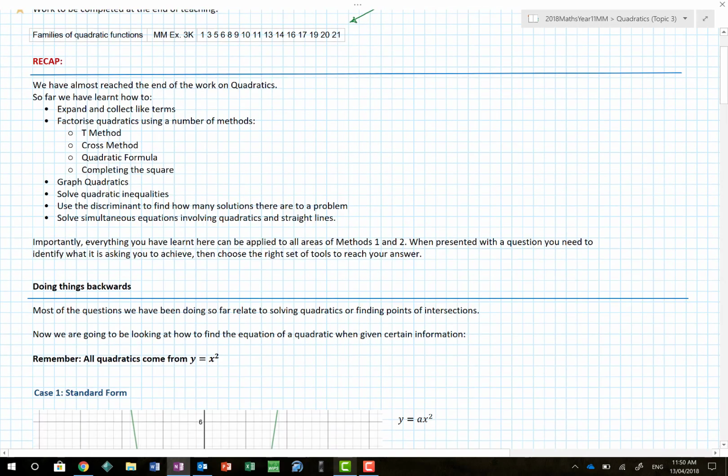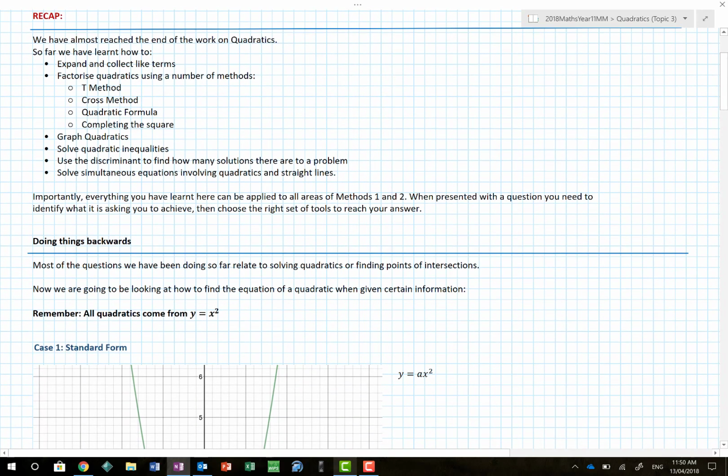Fabulous. So, let's do a recap. We've almost reached the end of the work on quadratics, and by that I mean, because I'm following the Cambridge Essentials course with my group, it sort of makes sense to say, hey guys, almost done. We have so far expanded and collected like terms. We have factorized using the T method, the cross method, the quadratic formula. We've completed the square to give us the turning point form. We have graphed these quadratics. We've solved linear inequalities and quadratic inequalities. We've used the discriminant in more ways than we thought was possible. And last time we solved simultaneous equations using quadratics and straight lines.